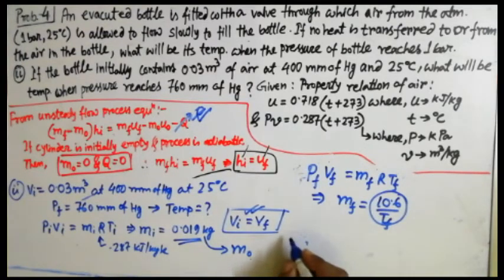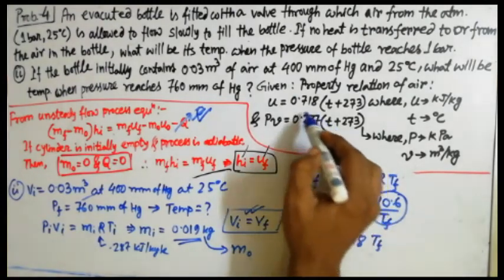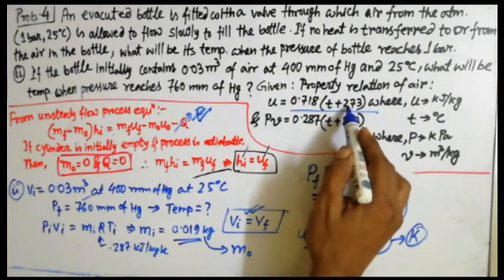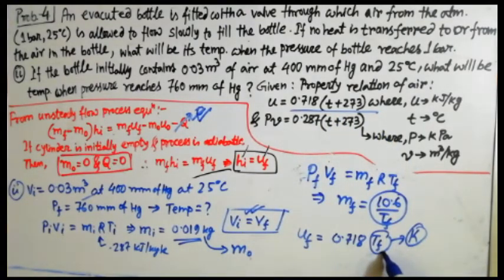0.718. Uf we have already found out. Uf is nothing but 0.718 Tf. Mind it, I am using the same relation. Mind it that Tf is in Kelvin, because if we consider T plus 273 as capital Tf, obviously it will be in Kelvin, because we have eliminated the 273 term.